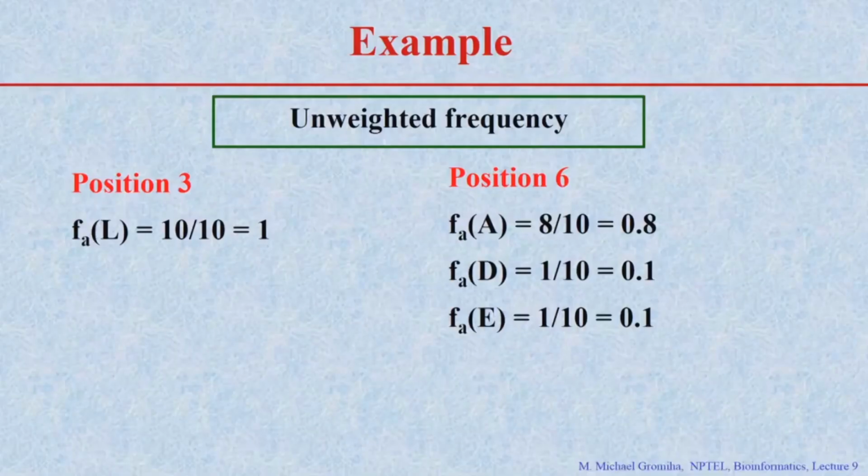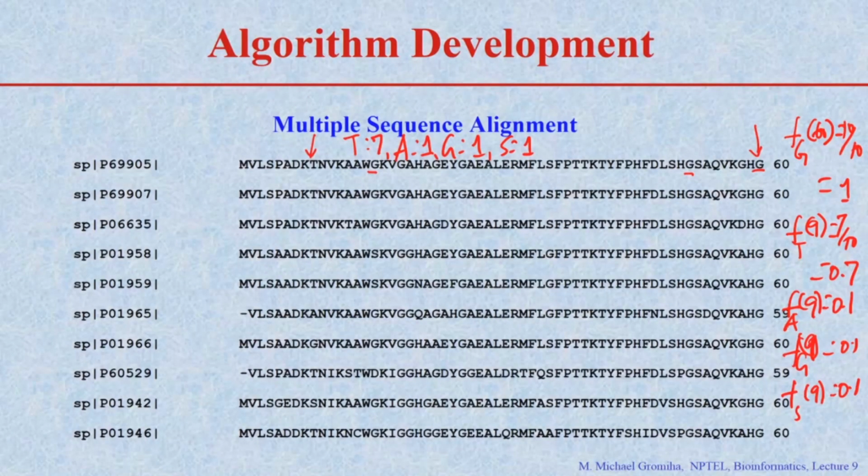Okay, now we will see how to obtain the values. This is one example. I give two different positions. If you take position number 3, it is occupied by leucine. I will show the sequence. What is the frequency of residues at position number 3? It is 10 by 10, occupied by leucine, leucine 10 times.